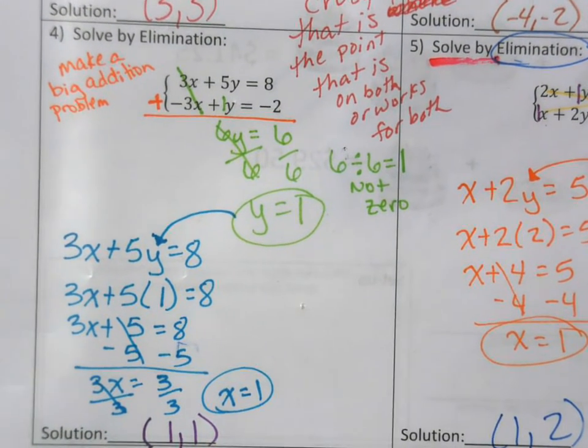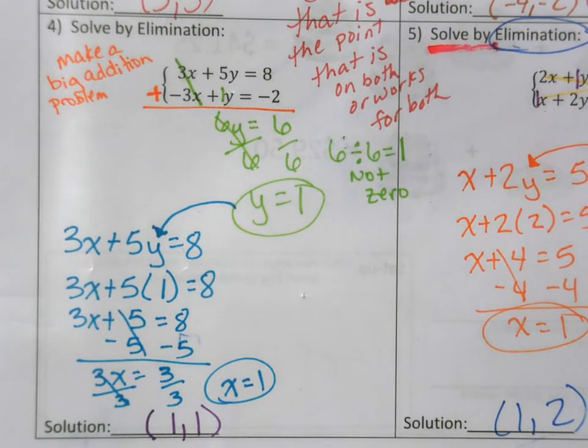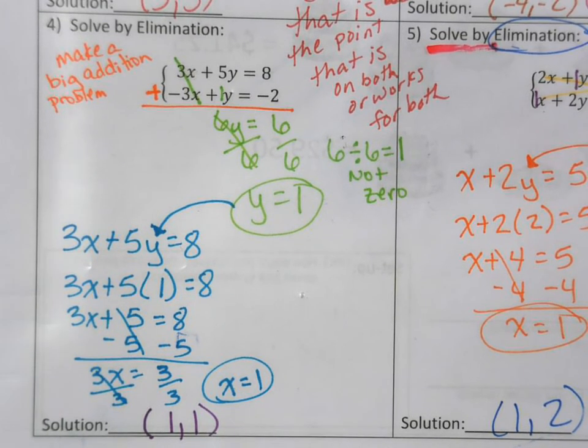Then I've got problem number 4. This was already set up where it would eliminate. So you're making a big addition problem. Add everything together, add all your like terms together. So these 3 positive x's and 3 negative x's cancel. 5 plus 1: this was one of the mistakes that I saw, where they did 5 plus 0 because they forgot to write their 1 there and got 5, so then they ended up with a fraction. You should have got 6y equals 6.